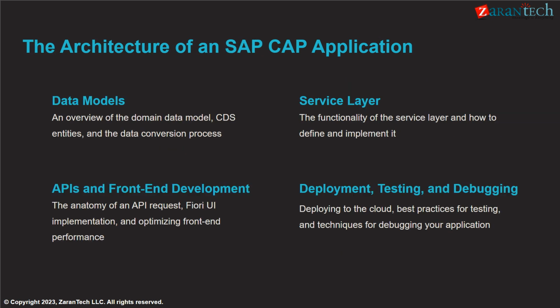Let's overview the key architectural components of a CAP application. Data models define the domain entities with CDS and manage data conversion. The service layer provides functionality and exposes services as REST APIs. Front-end development uses SAP Fiori and focuses on UIs and optimization. Deployment to the SAP Cloud Platform. Testing and debugging best practices. Understanding this architecture helps guide the development process.